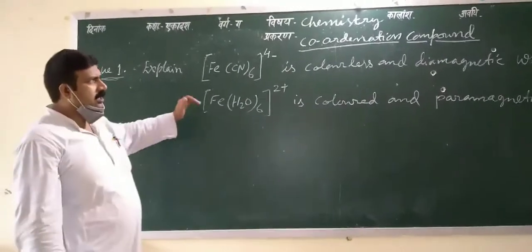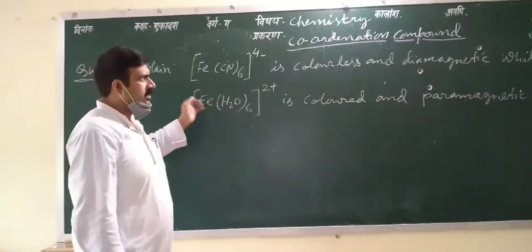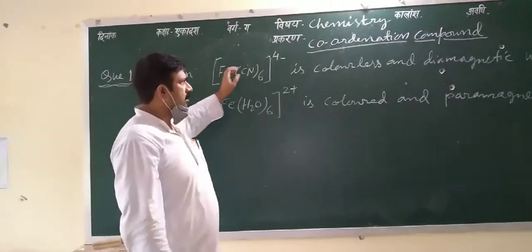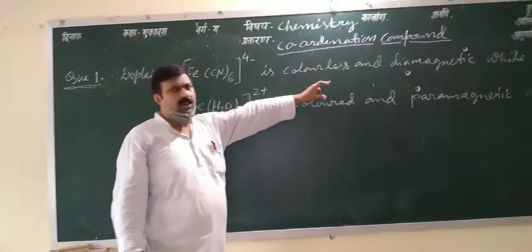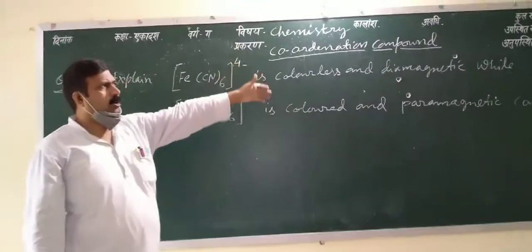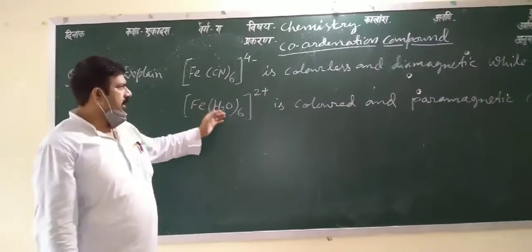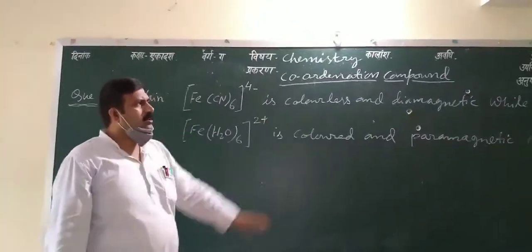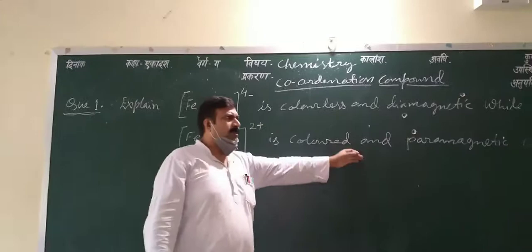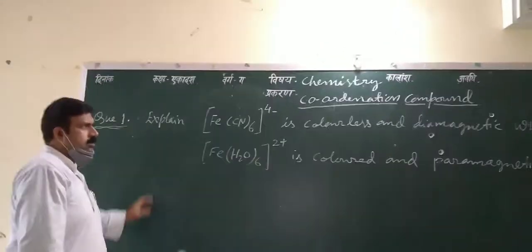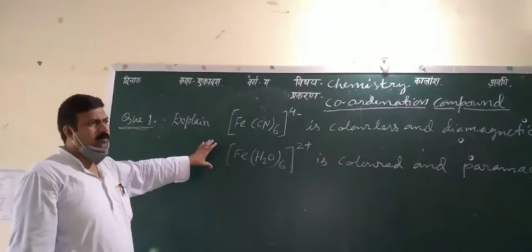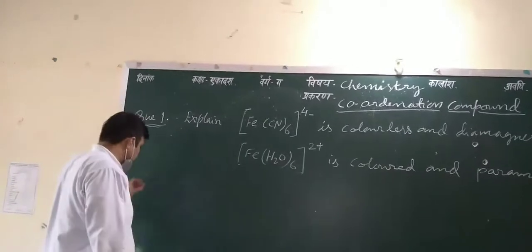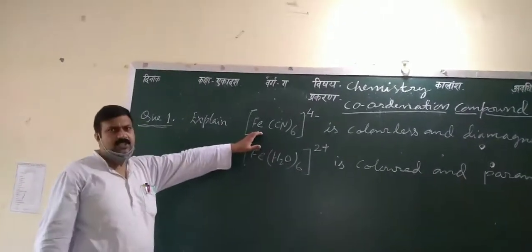This question can also be asked in such a way: why is [Fe(CN)6]4- a low spin complex or inner orbital complex, and [Fe(H2O)6]2+ a high spin complex or outer orbital complex. To solve this problem, we have to use valence bond theory and the hybridization concept. First, we will see the [Fe(CN)6]4-.